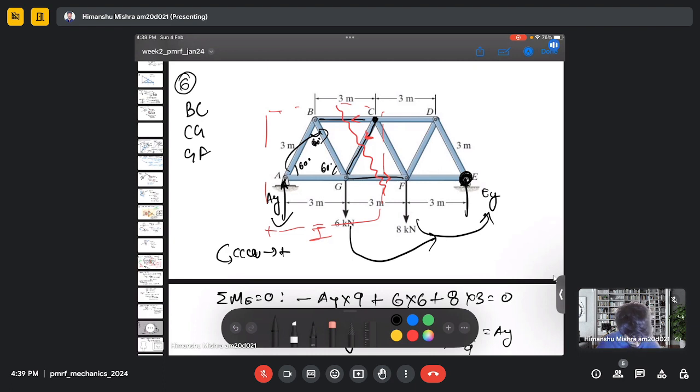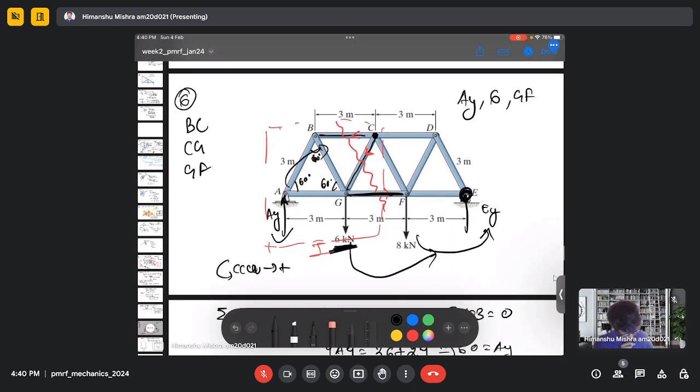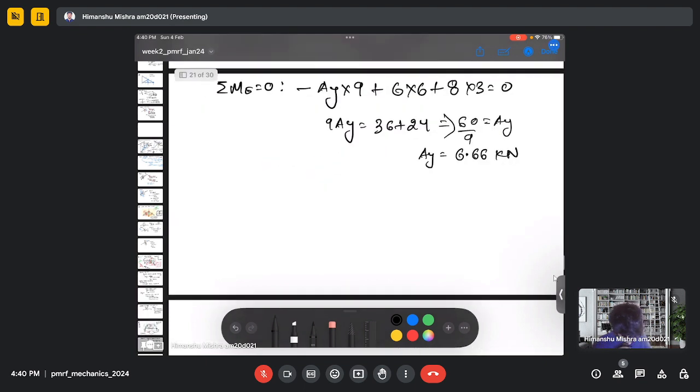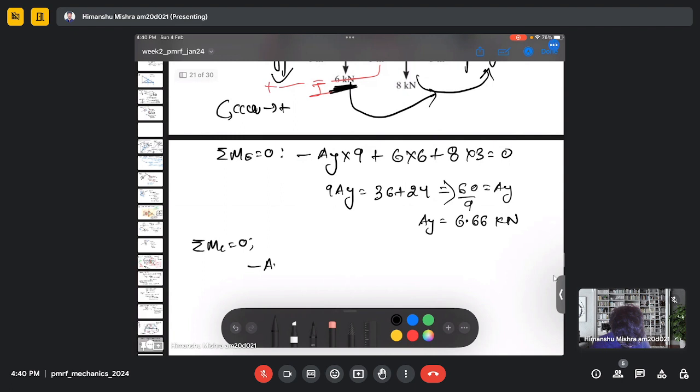So if I want to take the moment at C, then the moment will be coming due to force AY, due to 6 kilonewton, this one, and due to the force FG or GF. So these three forces are actually creating a moment about point C. So my AY will be in the clockwise direction about point C. So it will be minus AY.